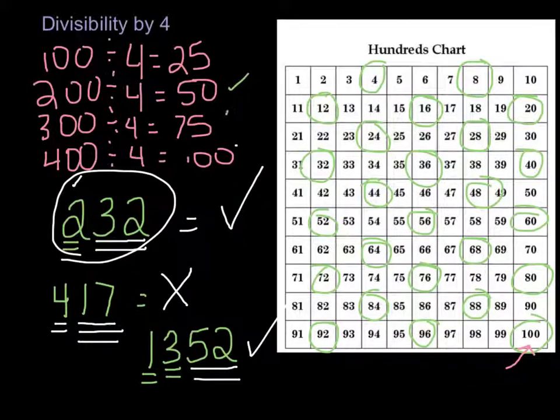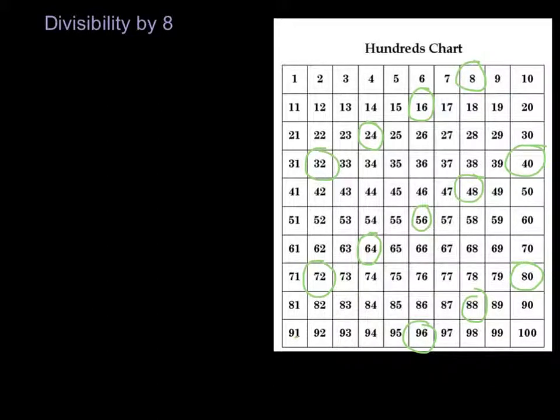So the last divisibility rule for this lesson is divisibility by 8. And again, there will be some sort of similarity to the divisibility rule for 4 because there is a relationship between 4 and 8. 8 is double 4, so 4 times 2 is 8. So just keep your mind open to the fact that there will be a relationship between the divisibility rule for 4 and the divisibility rule for 8.